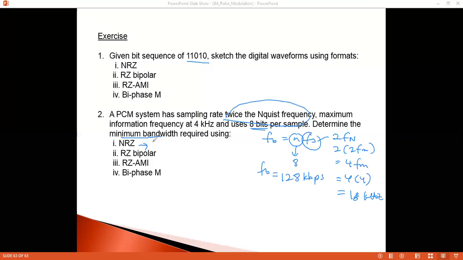So for NRZ, the bandwidth is equal to FB over 2. RZ, bandwidth is equal to FB. RZ-AMI, bandwidth is equal to FB over 2. Biphase S, bandwidth is equal to FB. So you should be able to get the answers for this.